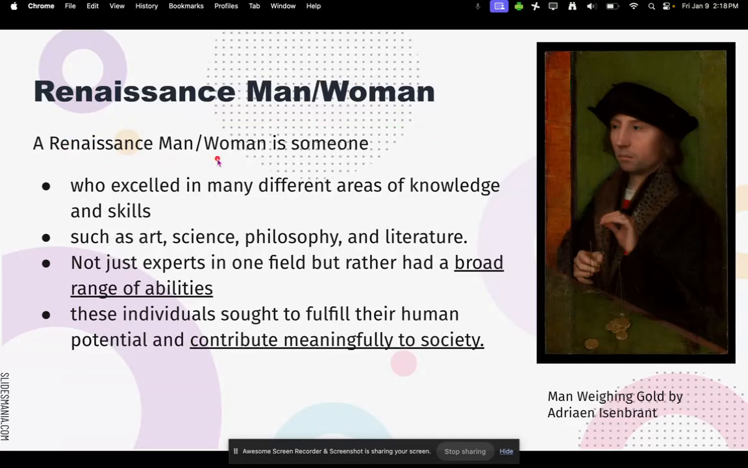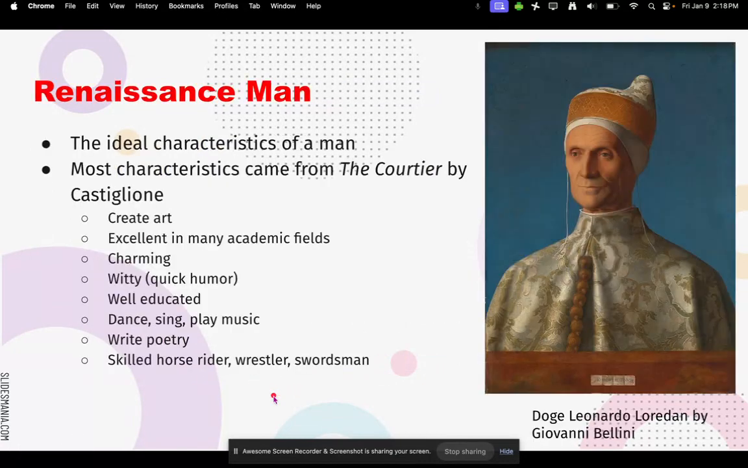So, a Renaissance man or woman is someone who excelled in different areas of knowledge and skills, such as art, science, philosophy, and literature. They're not just experts in one field, but rather had a broad range of abilities. And these individuals sought to fulfill their human potential and contribute meaningfully to society, meaning that they had these skills and knowledge, and instead of keeping it to themselves, they went and tried to make the world better, pretty much.